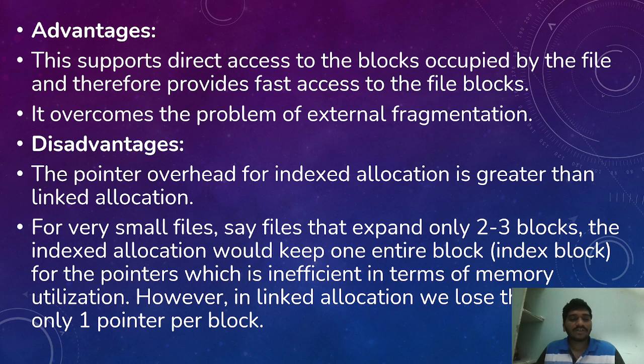For very small files, say files that span only 2-3 blocks, the index allocation would keep one entire index block for the pointers, which is inefficient in terms of memory utilization. However, in linked allocation, we lose the space of only one pointer per block. But in the case of indexed allocation, there may be several pointers, so it takes much more space compared to linked allocation. Thank you, guys.